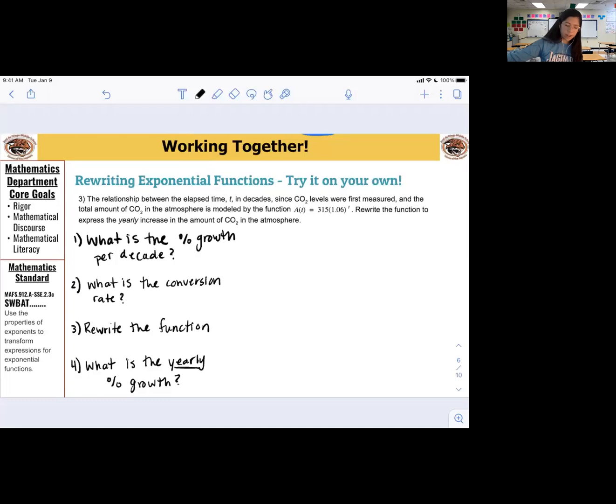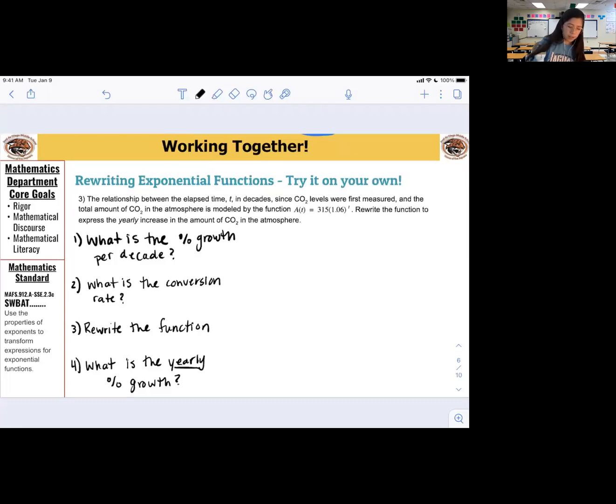All right, let's go ahead and go through it. The relationship between the elapsed time in decades since CO2 levels were first measured and the total amount of CO2 in the atmosphere is modeled by the function A of t equals 315 times 1.06 to the power of t. Rewrite the function to express the yearly increase in the amount of CO2 in the atmosphere.